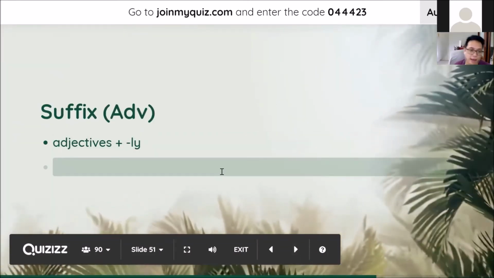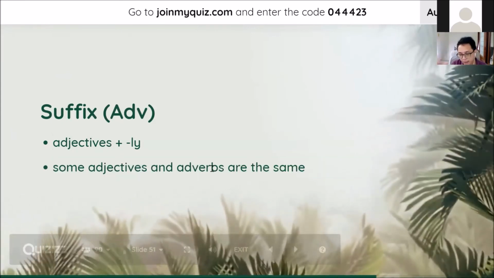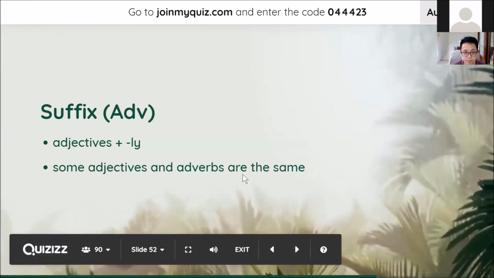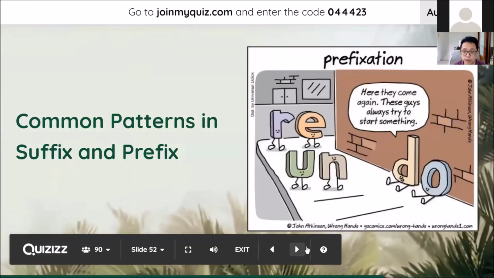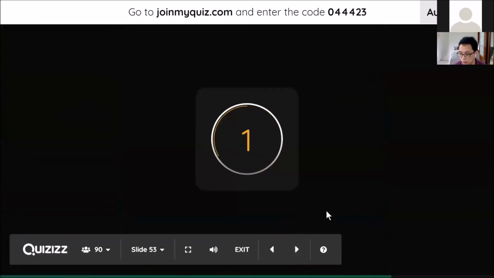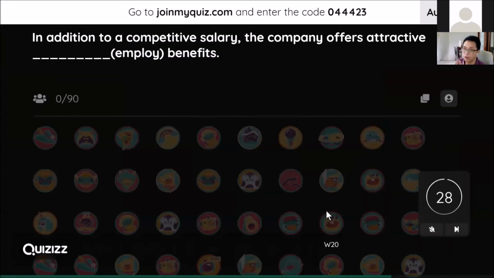Then, okay, adverbs easy. Usually, most of the time, is adjective plus ly, and some adjectives and adverbs are the same. Okay, no time to make a joke. Okay, so this one is a very few common patterns in suffixes.